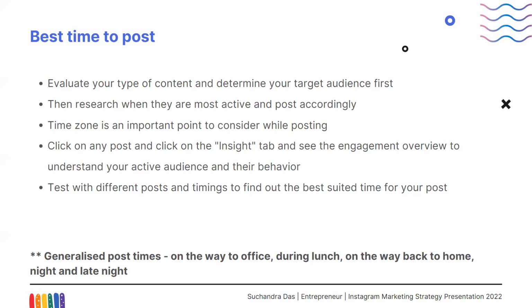I mean তোমাকে ধরো Insight এ দেখালো যে organic reach তোমার 500 খানা, but তোমার interaction হয়েছে 63, so you need to stick to 63, that Instagram এই পোস্টটাকে 500 জন লোককে দেখিয়েছে, কিন্তু 500 জনের মধ্যে কিন্তু বাকিরা স্ক্রল করে চলে গেছে, only 63 got attached to this profile, I mean this post. Test with different posts and timing to find out the best suited time for your post.